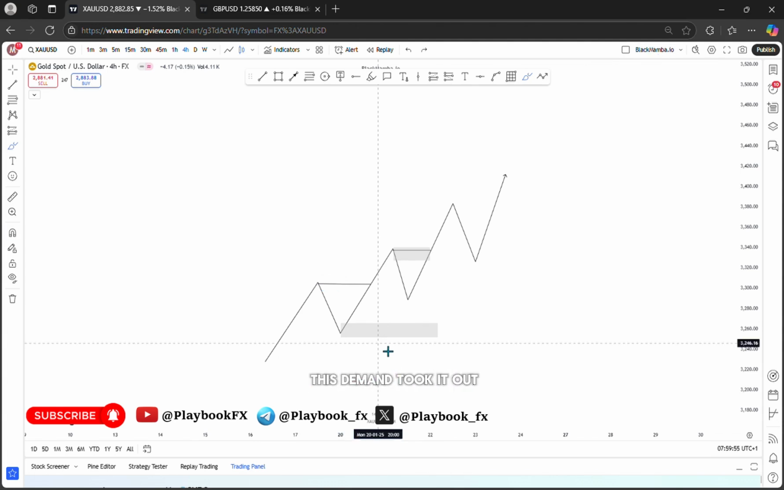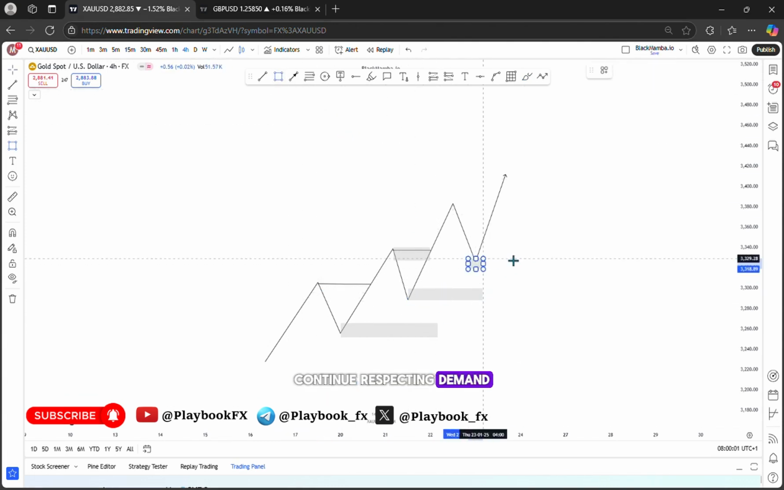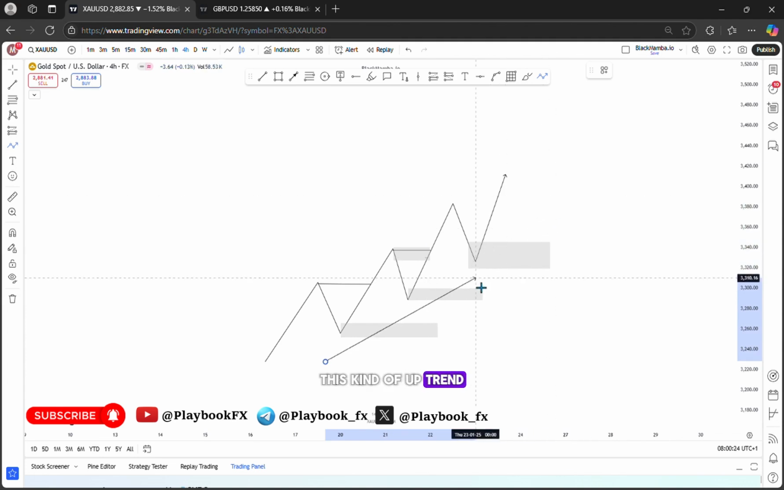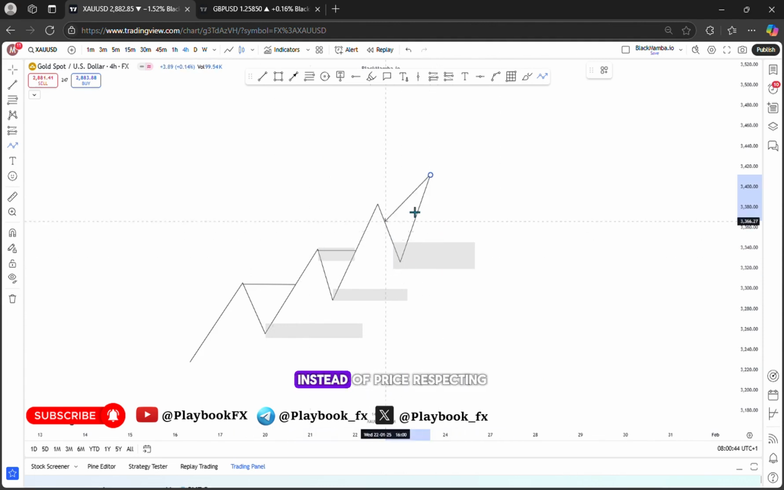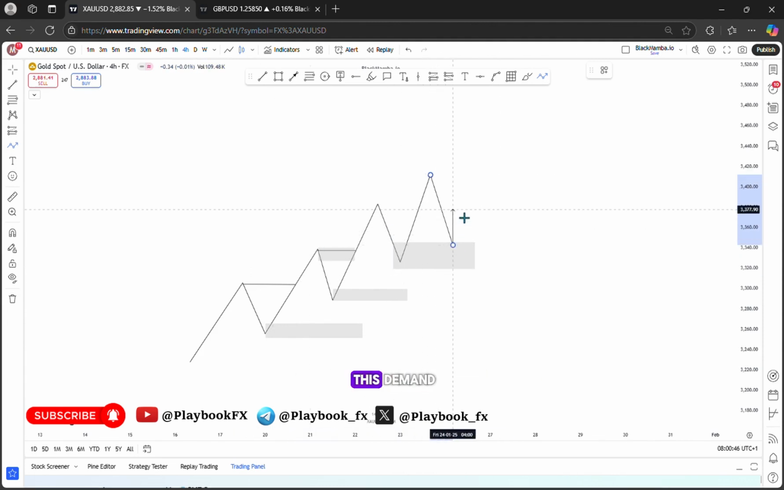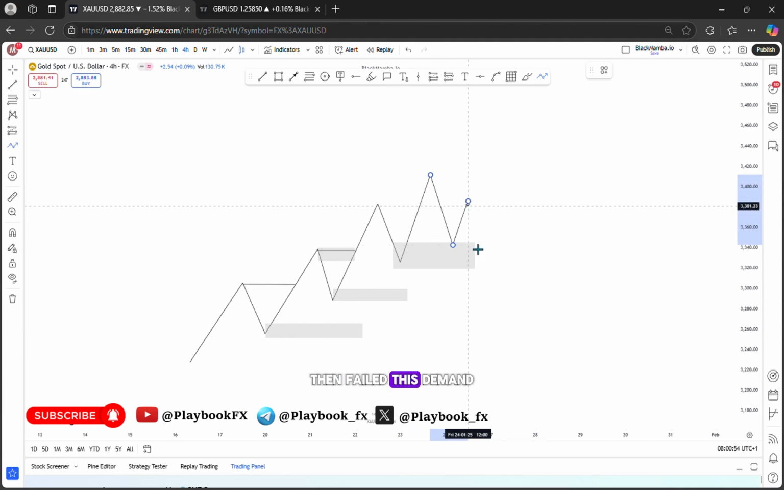So this demand took it out. I will be expecting price to continue respecting demand. This kind of uptrend indicates that buying pressure is greater than selling pressure. When price gets to a point, instead of respecting this demand and taking out this external structure, price only reacted to this demand, then filled this demand.